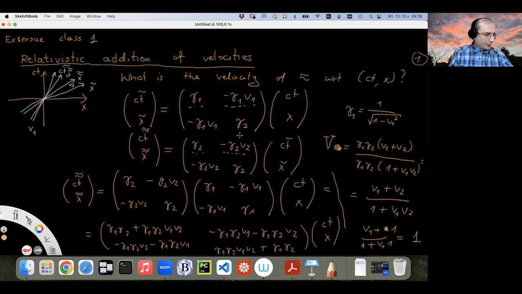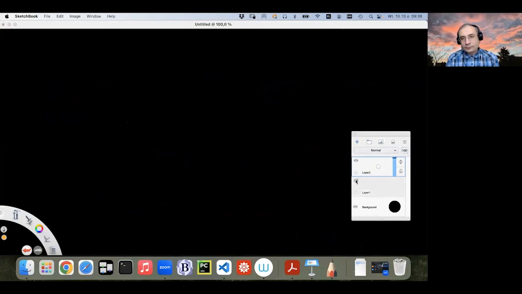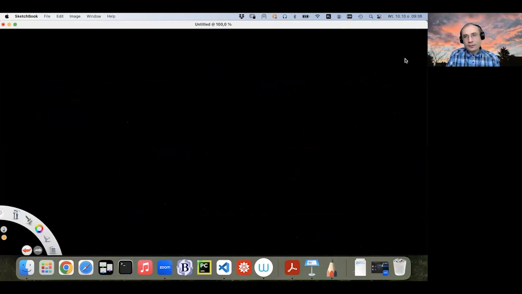Let's go to the next problem I wanted to talk about. This is the Lorentz contraction. It's also a classical problem. I need a new whiteboard. So this is number 2. And here is the setup.